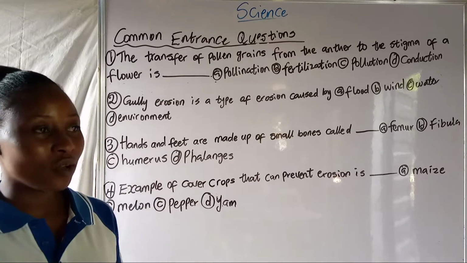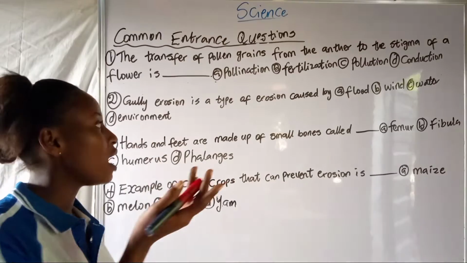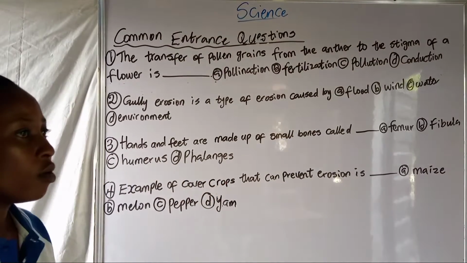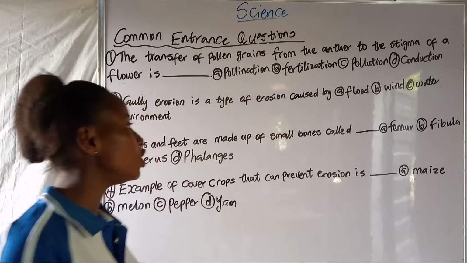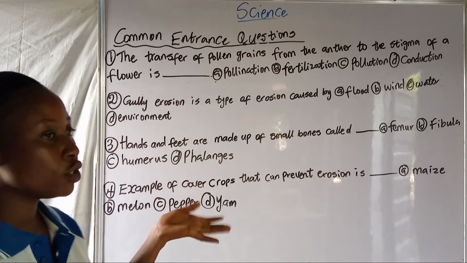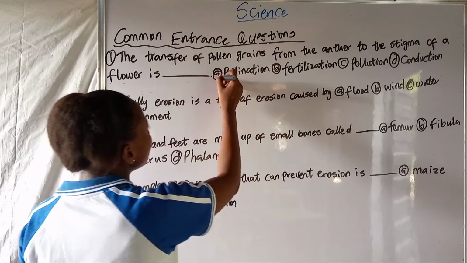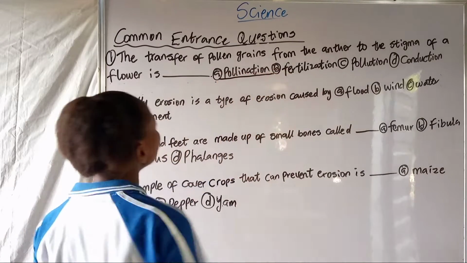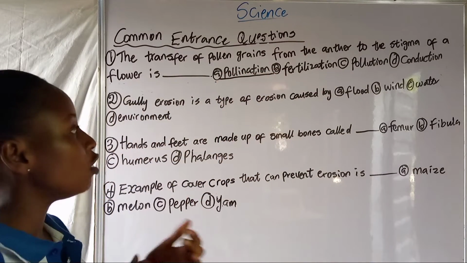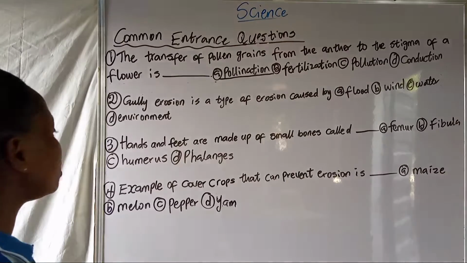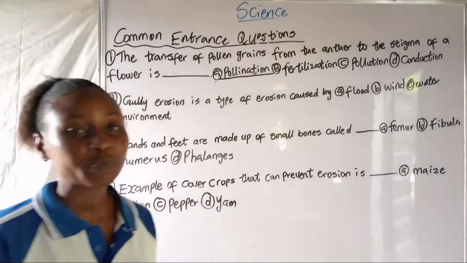Before picking the answer, don't just go and pick one answer. No. Try and look at the definitions of the terms you have there. Is it pollination? If it's pollination, why is it pollination? Is it fertilization, pollution, or conduction? Our answer is A, pollination. In the topic that I treated, they say pollination is the transfer of pollen grains, the yellow dust, from the anther to the stigma of a flower.